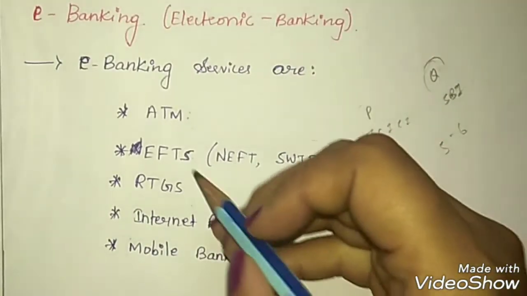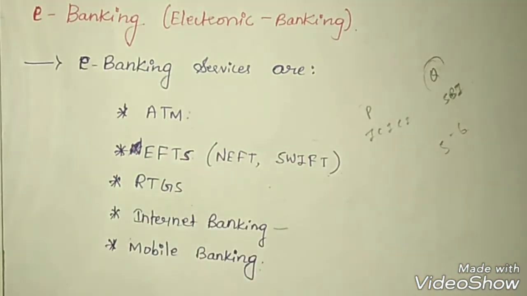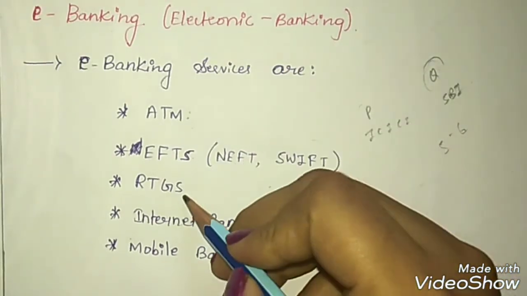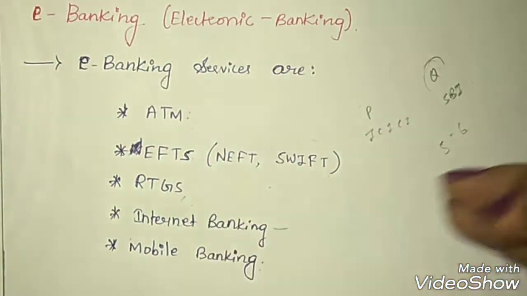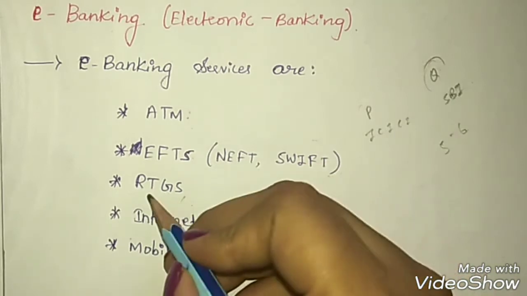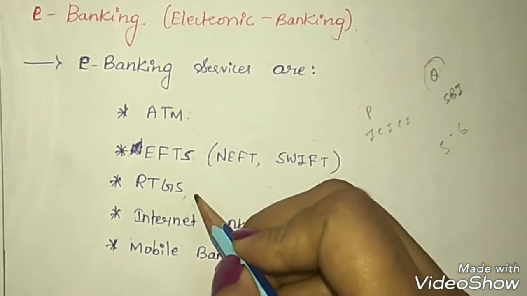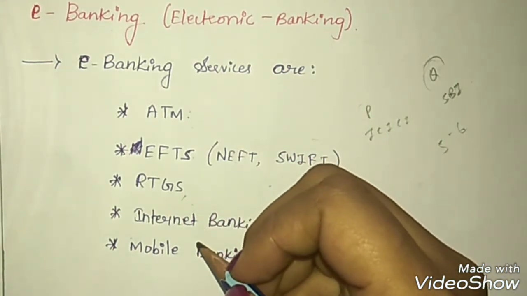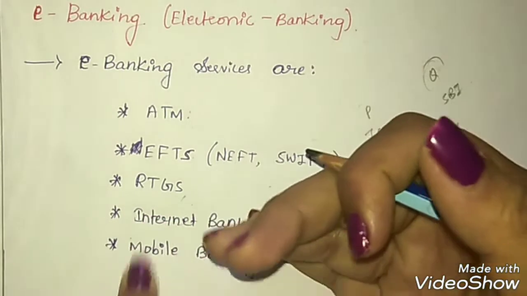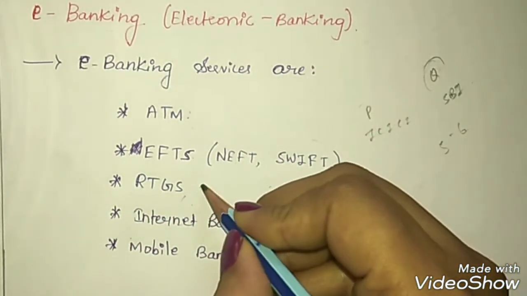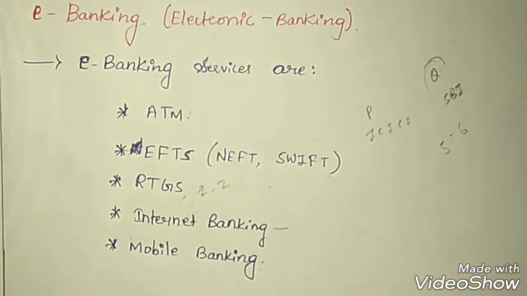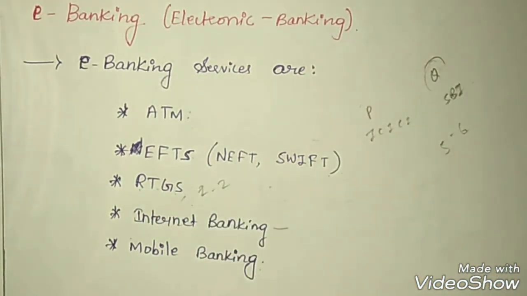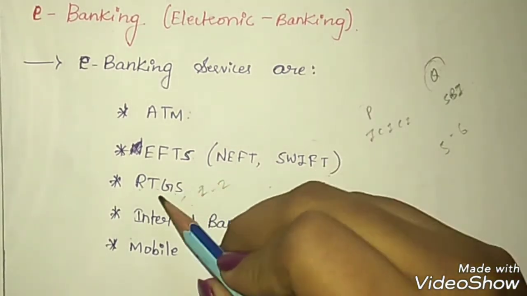Now when we come to RTGS, again it is the same. We can transfer funds from one bank account to another bank account in a different bank, right? But here the transaction time is less, or we can say that the transactions here are processed immediately. So as soon as the information is entered into the computer, that process will start. Hence it will take only 1 or 2 working days, right? So RTGS stands for real time gross settlement system, right? So this is the difference between NEFT and RTGS.